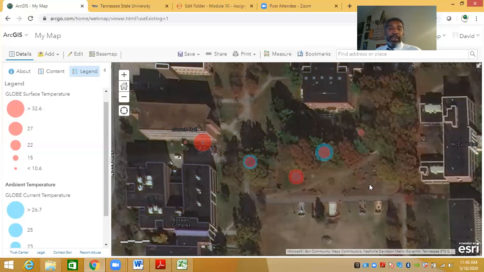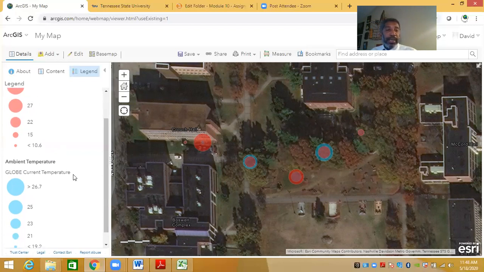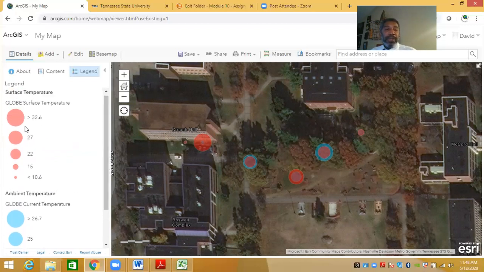And so this is the exercise that we would have gone through. This is the map that you would have attempted to produce. And the symbology, as you can see, clearly conveys to the map reader, using the legend, the difference between surface temperatures and current temperatures at the same location with different methods of sampling.